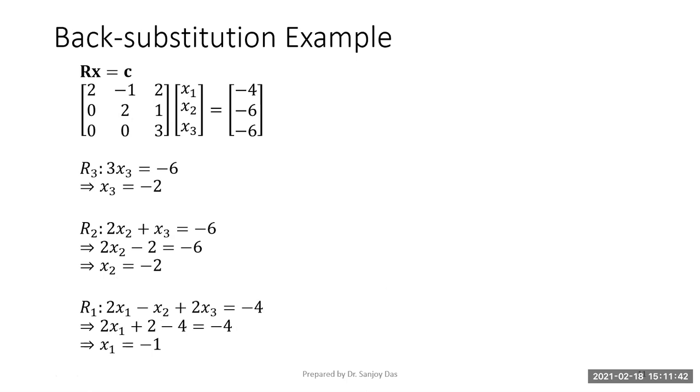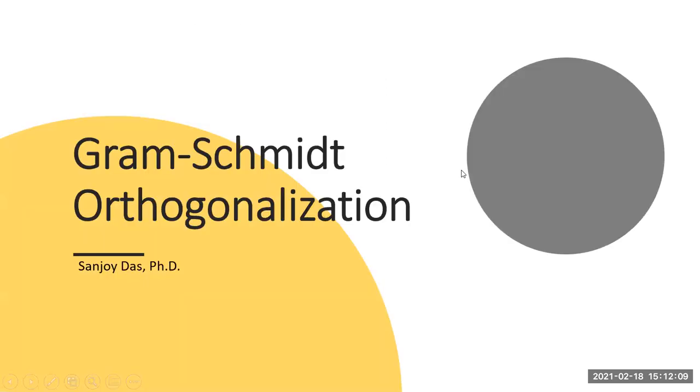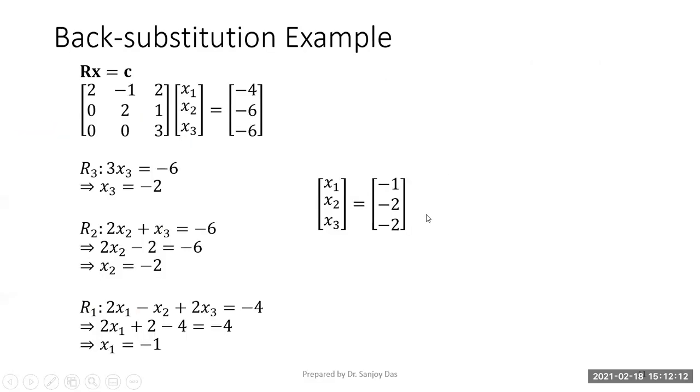So this is back substitution. I did not give you an algorithm, but you can see manually how the algorithm would work. All you have to do is start from the bottom and work your way up, solving for one scalar x at a time. So my solution x1, x2, x3 is negative 1, negative 2, negative 2. This is my back substitution algorithm.